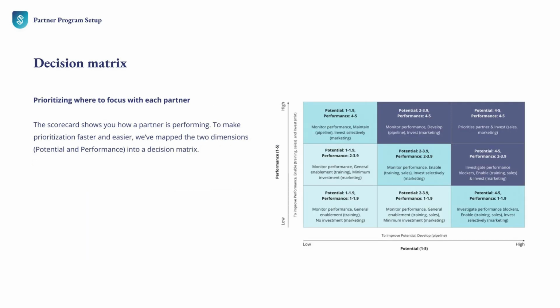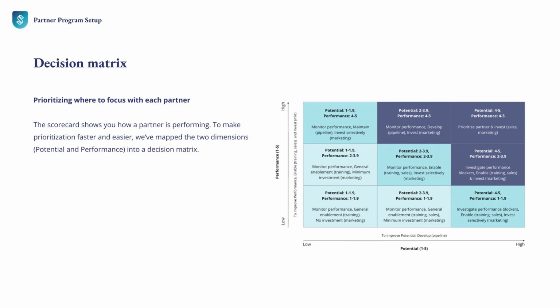To make prioritization faster and easier, you can also map the partners on 2 dimensions, potential and performance, and create a decision matrix like the one you see now on the screen. The partners in the upper right corner have better potential and better performance, so you will want to focus your marketing and sales efforts there. You will prioritize and invest in those partners. And you will also look for performance blockers. For example, if their performance is decreasing, you might want to see if they are properly enabled or if you can launch new co-marketing initiatives.